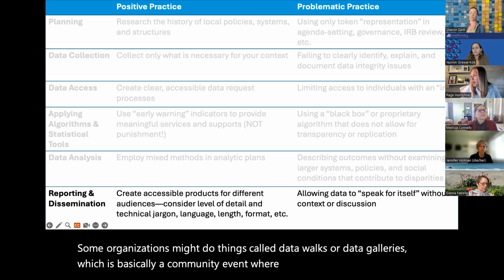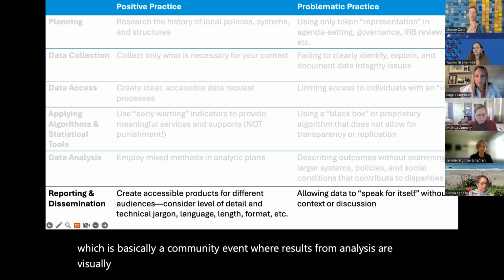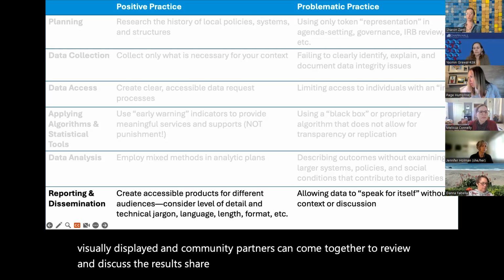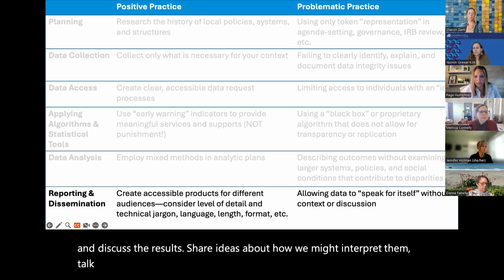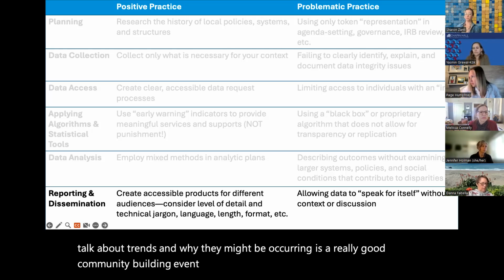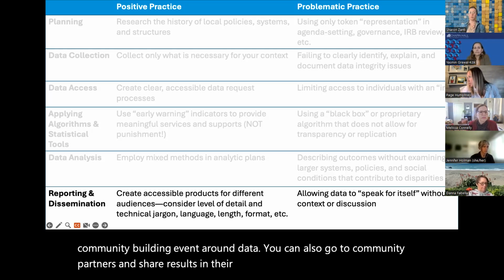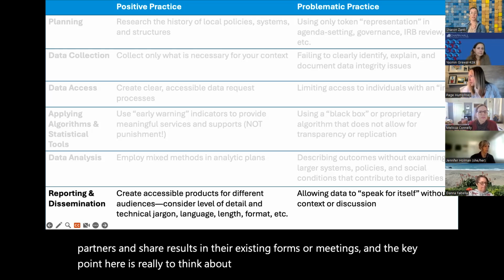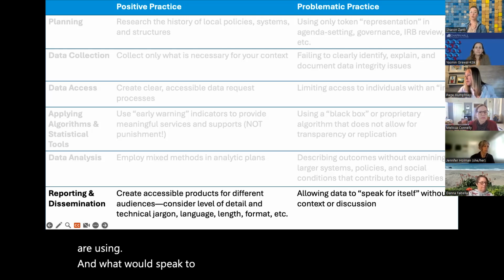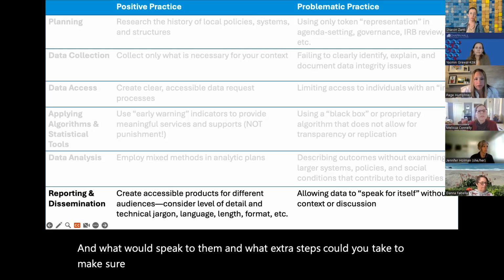Some organizations might do things called data walks or data galleries, which is basically a community event where results from analyses are visually displayed and community partners can come together to review and discuss the results, share ideas about how we might interpret them, talk about trends and why they might be occurring. It's a really good community building event around data. You can also go to community partners and share results in their existing forums or meetings. And the key point here is really to think about all the people who are in the data you are using and what would speak to them. And what extra steps could you take to make sure that they get to see the results that could benefit them in some way?